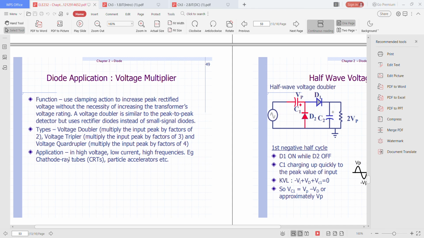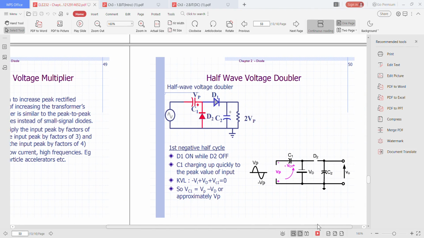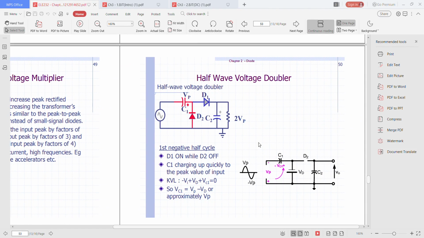The application of voltage multiplier is in high voltage, low current, high frequencies. For example, in cathode ray tubes and also particle accelerators. Now we go on to the analysis of the first category, which is half wave voltage doubler. Look at the circuit here. As you can see, if you want to analyze the circuit, you can start with the negative half cycle.